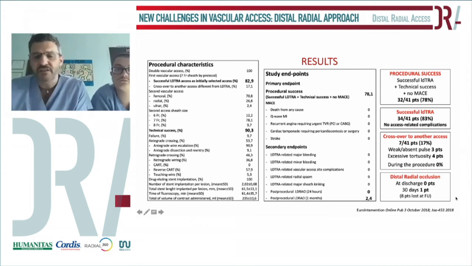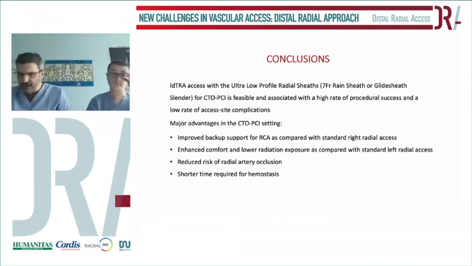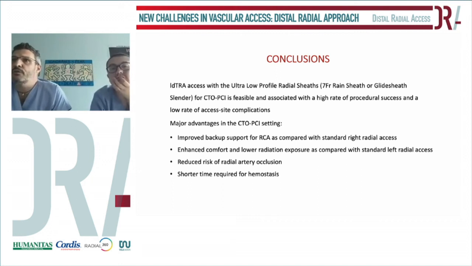So this is just to underline that even in case of complex PCI such as CTO, or in case of the need to use a large bore guiding catheter, you can use the distal radial access using the low profile sheath such as the Rain sheath, the Rain sheath with ultra low profile. And that led us to use a 7 French guiding catheter maintaining the lower outer diameter of the sheath.